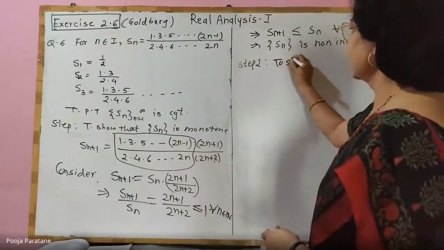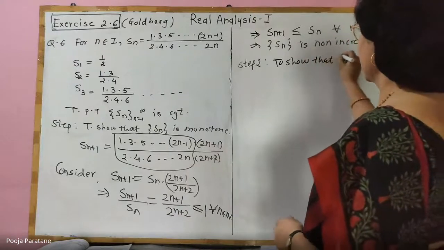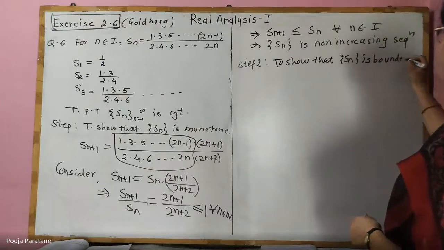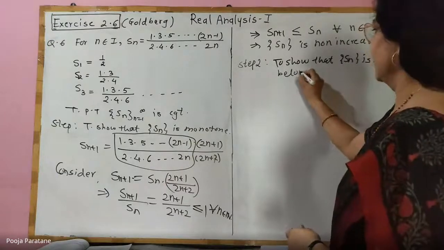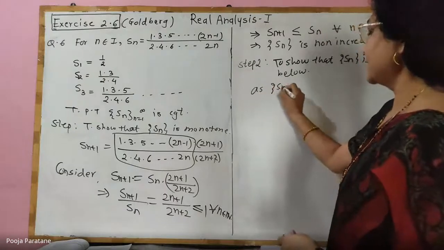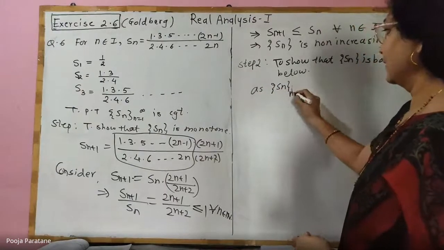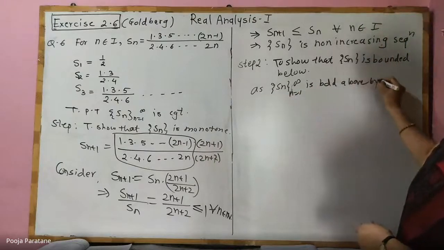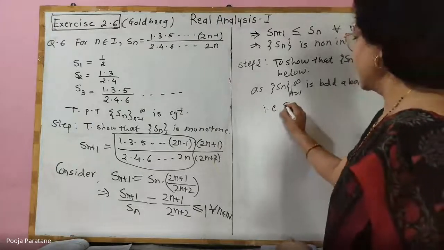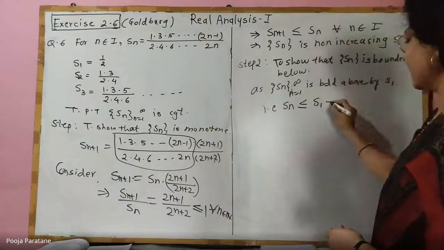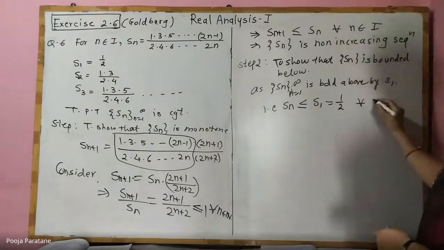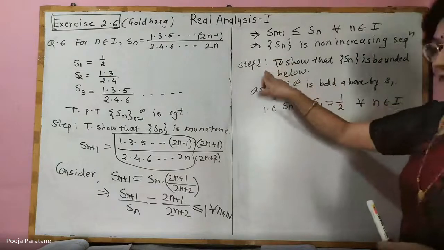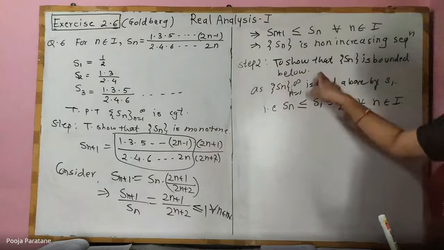So to show that the sequence Sn is bounded below, note that this sequence Sn is bounded above by S1. That is, Sn is less than or equal to S1. And what is S1? 1 upon 2, for all n belongs to I. But to show now that this sequence is convergent, first we have to show it is bounded below.